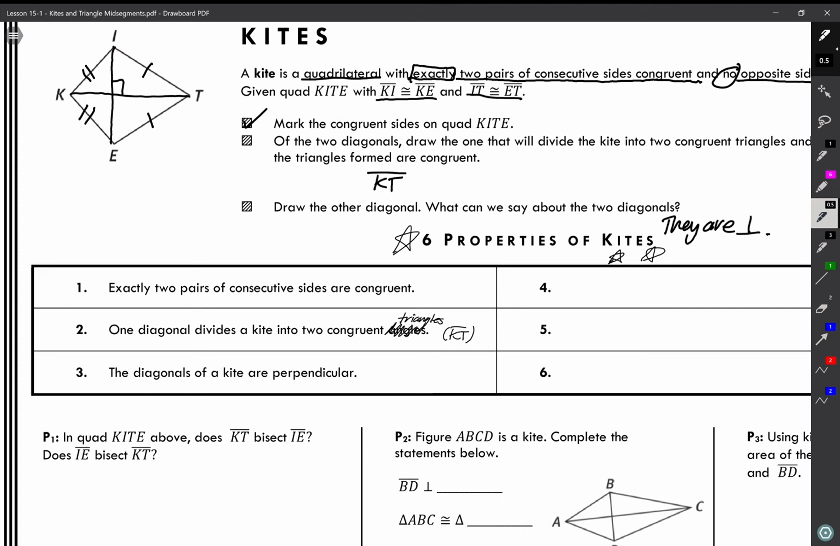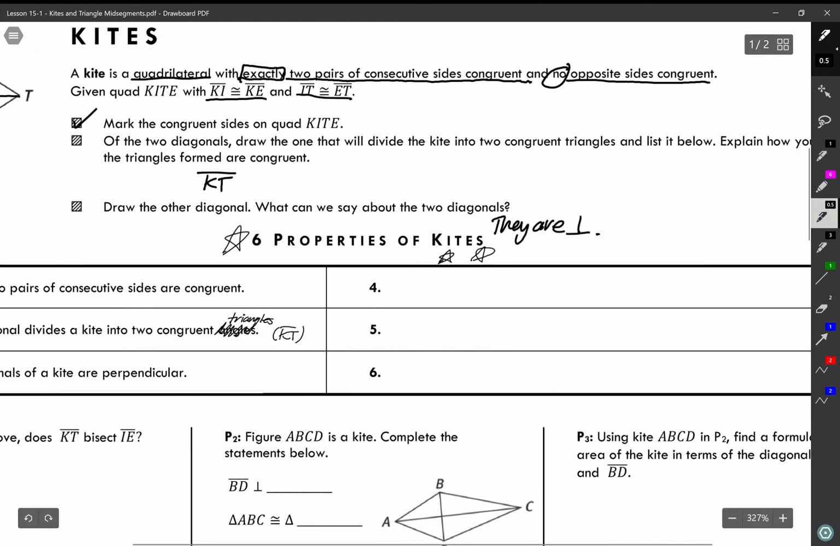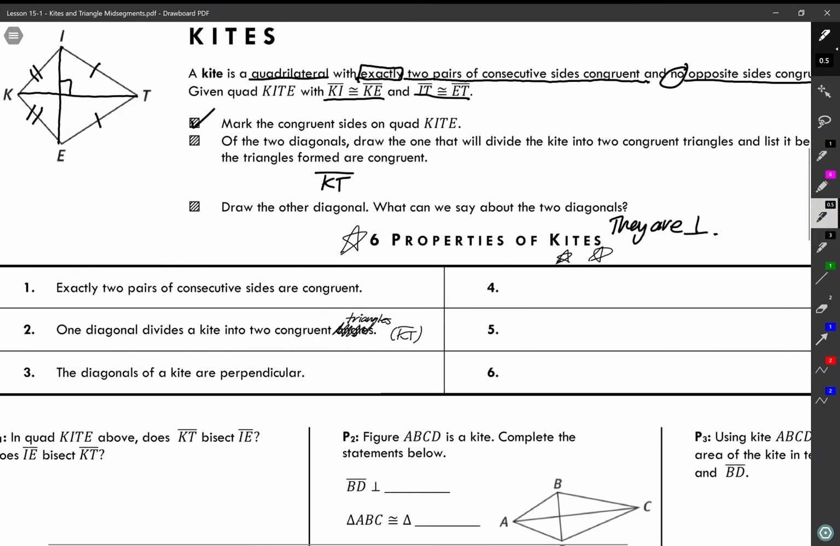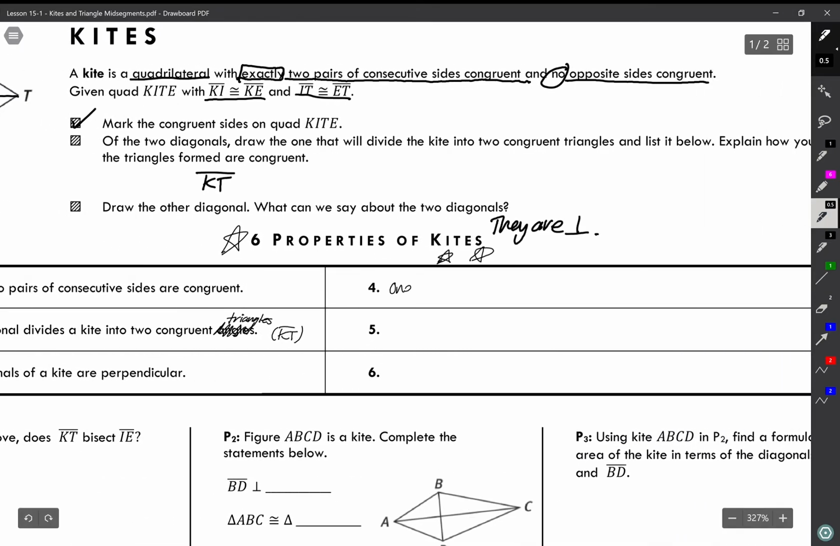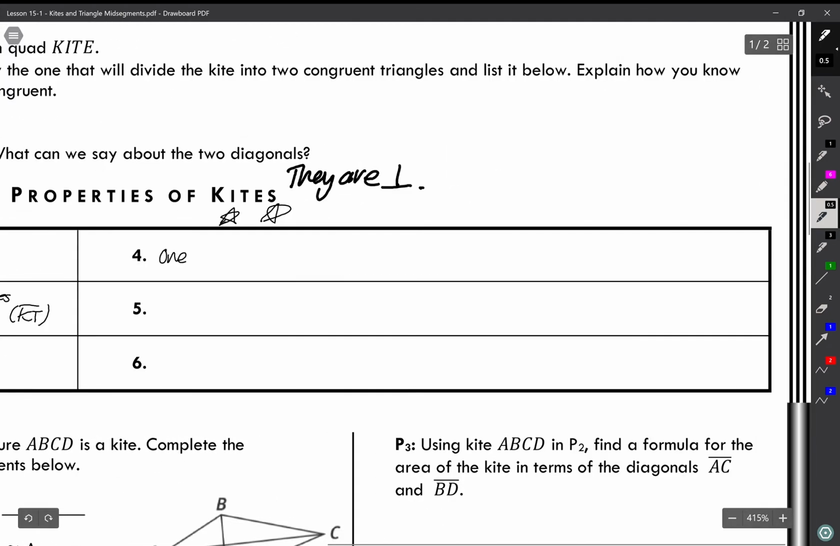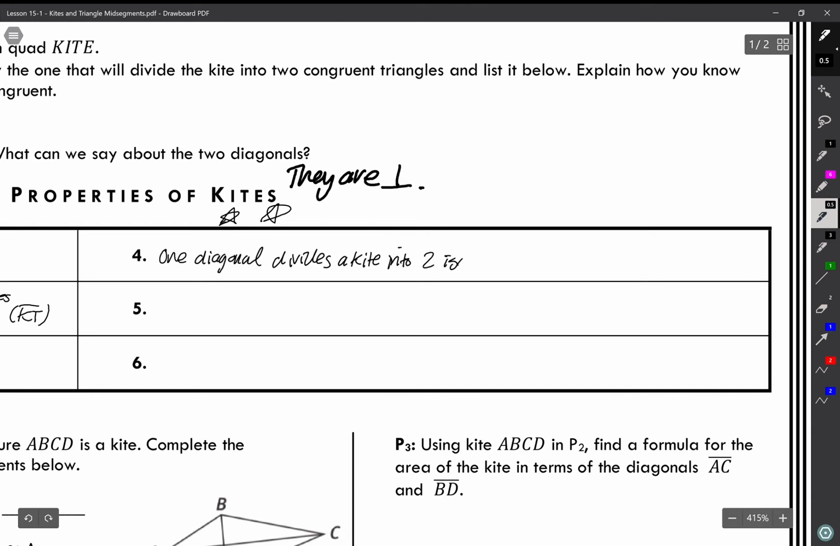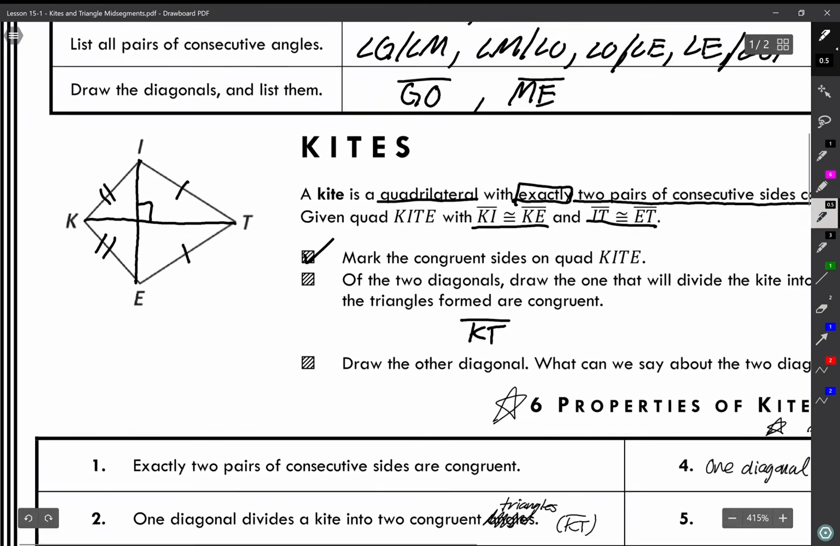Number 4 is going to be that one diagonal divides a kite into two isosceles triangles. So we had two congruent triangles the other time, and this time we're just going to say we're two isosceles triangles. So let's go back and look at our thing.